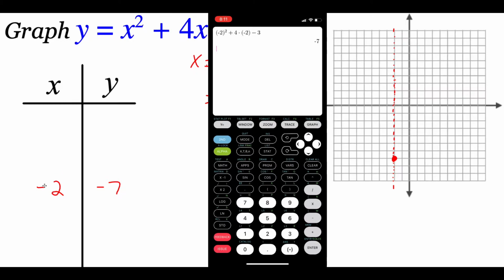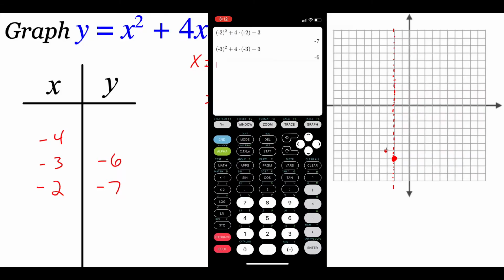So I'm going to think about this -2. If I go left one space from -2, that would be -3. And if I go left one more space, that would be -4. So I'm going to plug in both of those values, starting with the -3. So I'm going to have to do -3 squared, plus 4 times -3, but then subtract 3 from that, and I get -6. So at -3, I'm at -6.